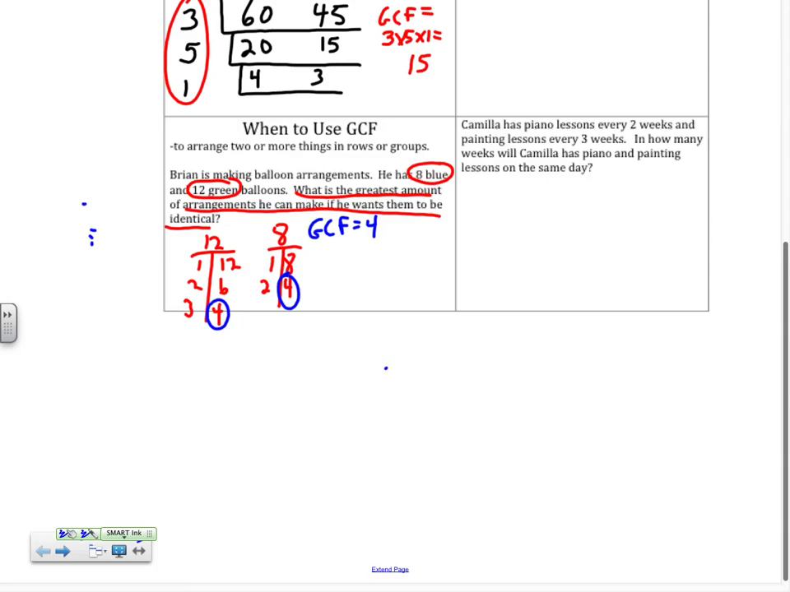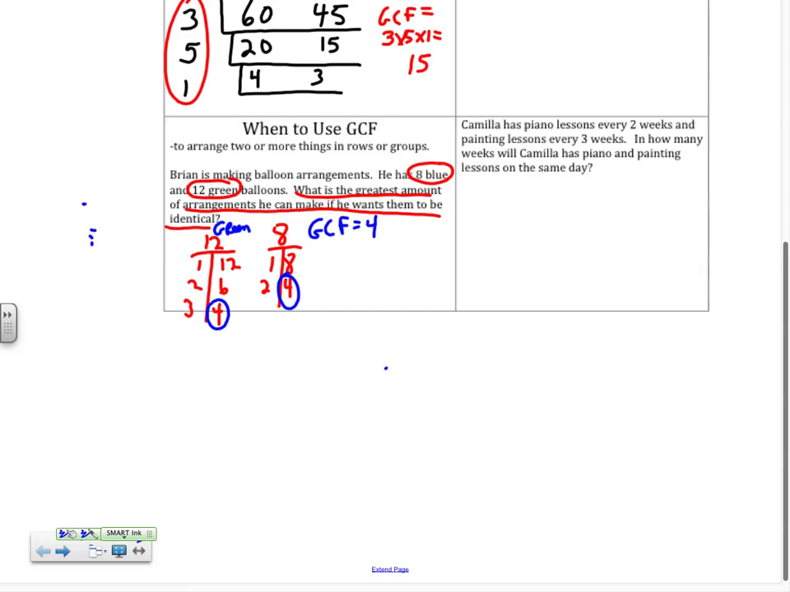If we look at the factors of 12, we can think he can have one group with 12 green balloons. Or he can have 12 groups with 1 green balloon. I don't know if we'd want that. He could have 2 groups with 6 balloons or 6 groups with 2 balloons. He can have 3 groups with 4 balloons or 4 groups with 3 balloons. Those are choices for group sizes.